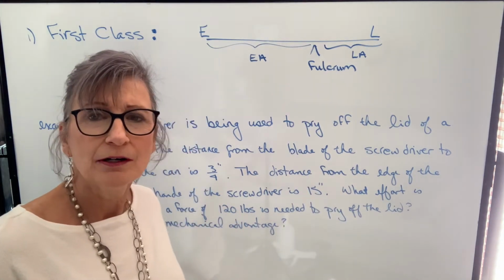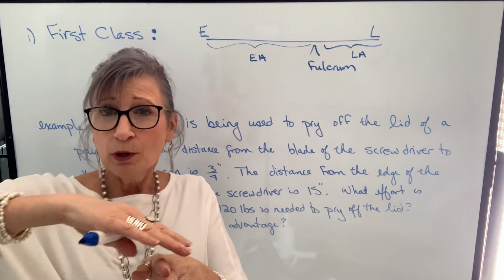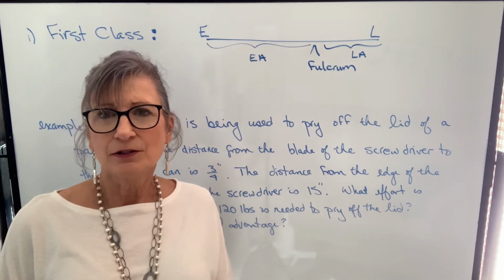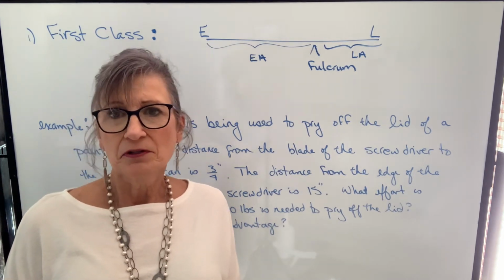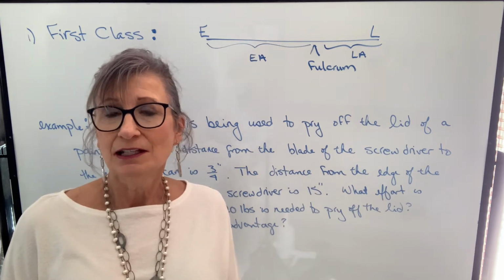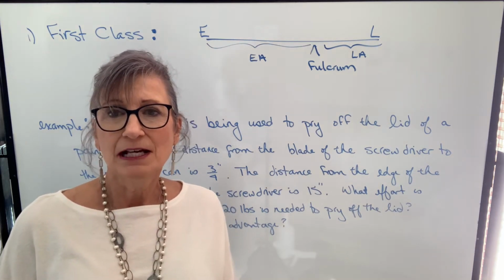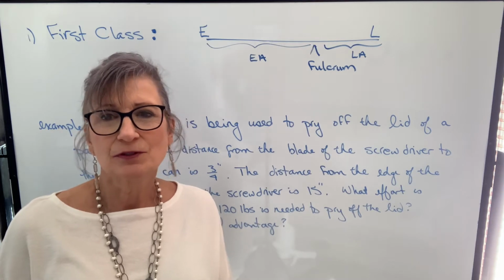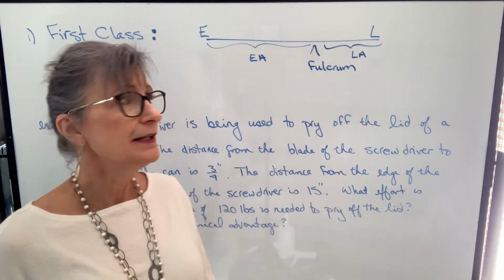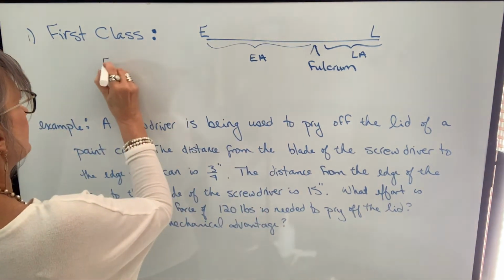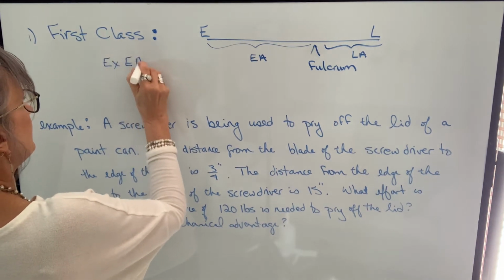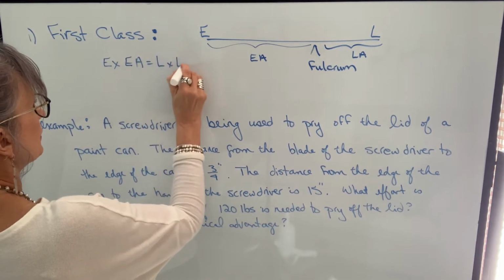Using a pry bar or a crowbar is a first class lever. Using a hammer to pull out a nail can be thought of as a first class lever, and so on. There's many examples of first class levers. We know the relationship is effort times effort arm equals load times load arm.